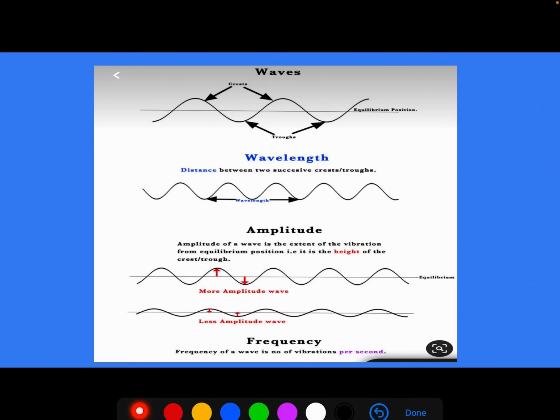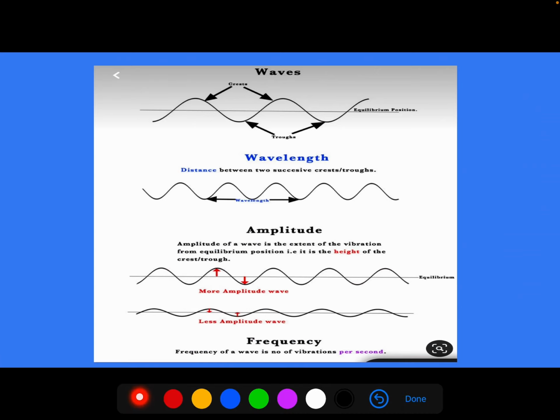Coming to waves, waves have a crest and a trough. The highest portion is known as the crest and the lower portion is called the trough. The line drawn between is the equilibrium position. Above this is the crest, and below it, the lowest position, is the trough.